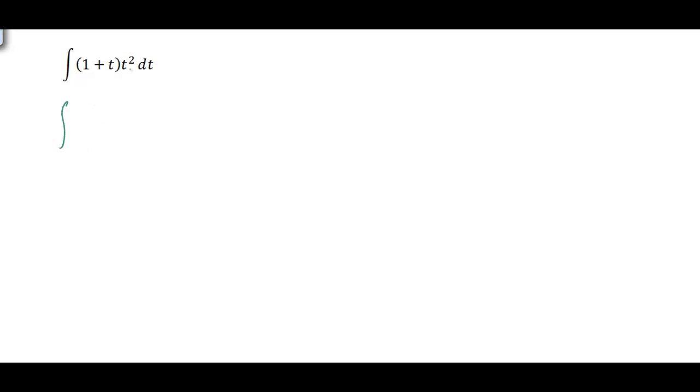Well, the first step is we're going to have to distribute the t squared, and we would simply get 1 times t squared is t squared, and t times t squared would be t cubed. And we certainly then have a very simple integral problem. T squared becomes t cubed divided by 3 plus t to the fourth divided by 4. And of course, then we have our plus c.